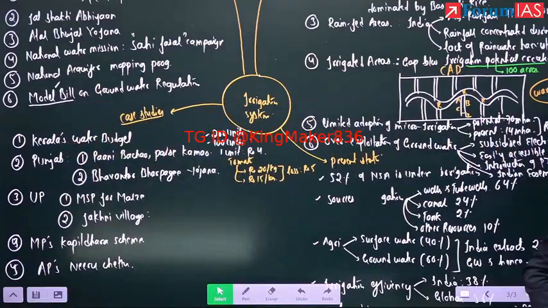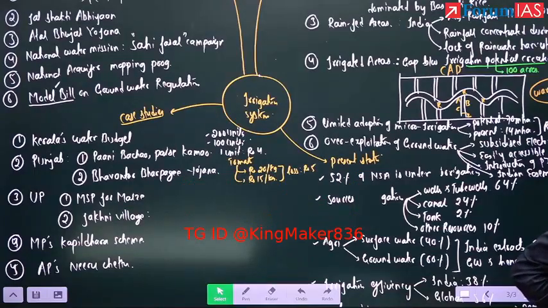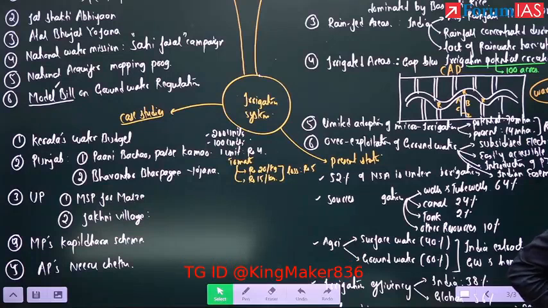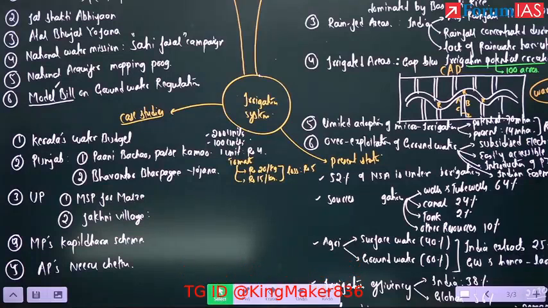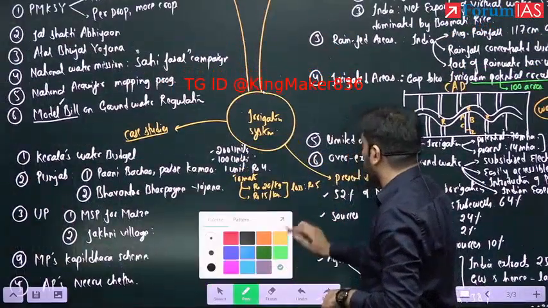What should be done for that? Adopt rainwater harvesting. Second, recharge of the groundwater through percolation ponds. Use this keyword: percolation pond.